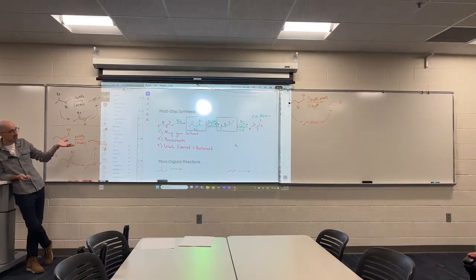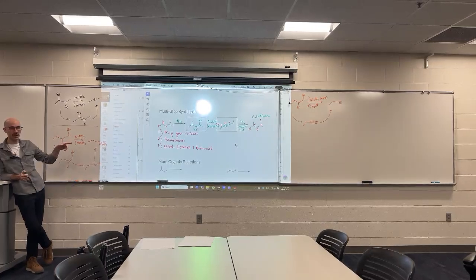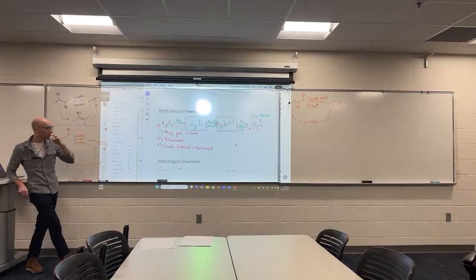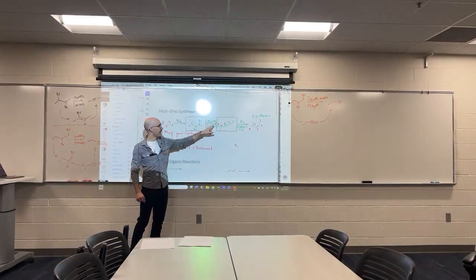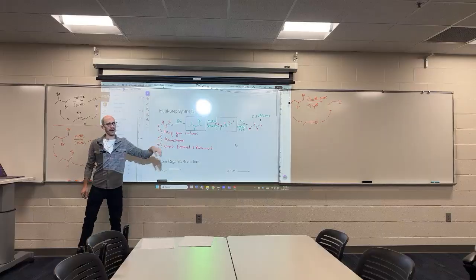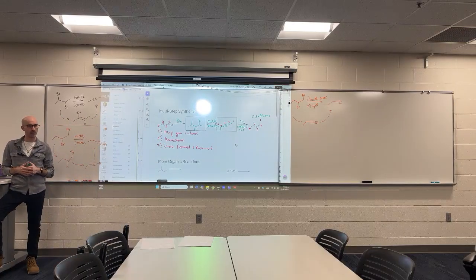This is, truth be told, a much longer multi-step synthesis than what I normally give you on a unit test or on an exam. But being able to solve something like this, being able to draw from the reactions you have, to react with alkynes, to prepare alkynes, to react with alkenes, those are all important things that I want you to know how to do.